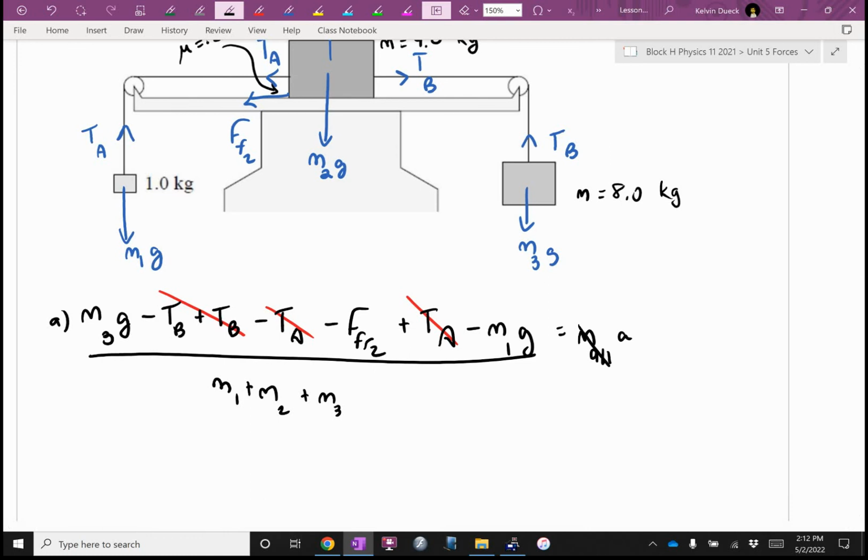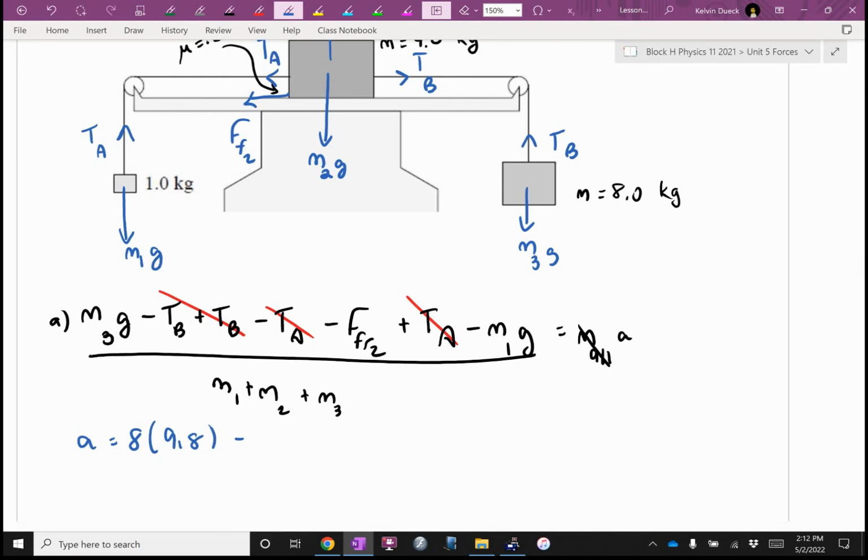Last block, are you feeling a little adventurous? Let's see if we can go straight to numbers. I would never do it this way on a test. I might write out a bit more, but let's see if we can go straight to plug and chug. So A equals, I see M3. How big is M3 exactly as a number? 8. Yep. G, 9.8. Cancel, cancel, cancel. Oh, minus, Bryce, friction is what times what?